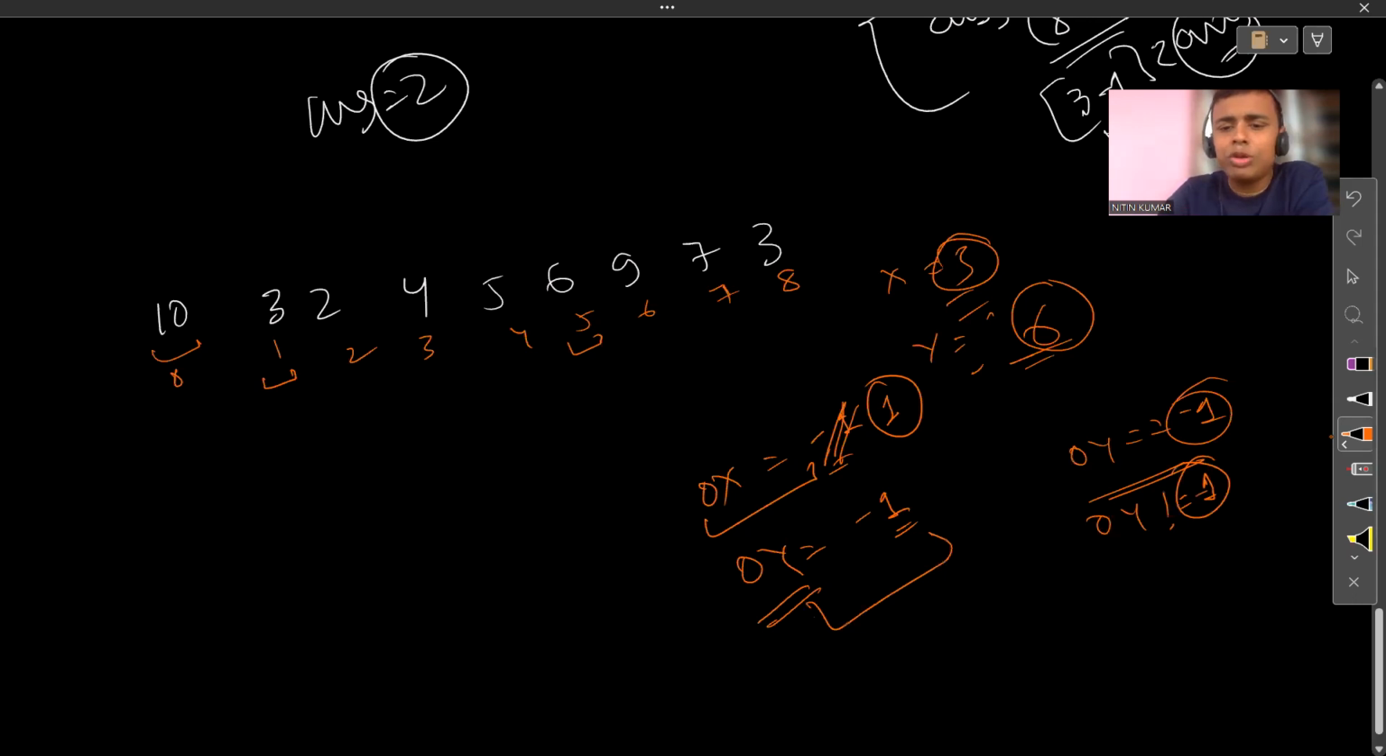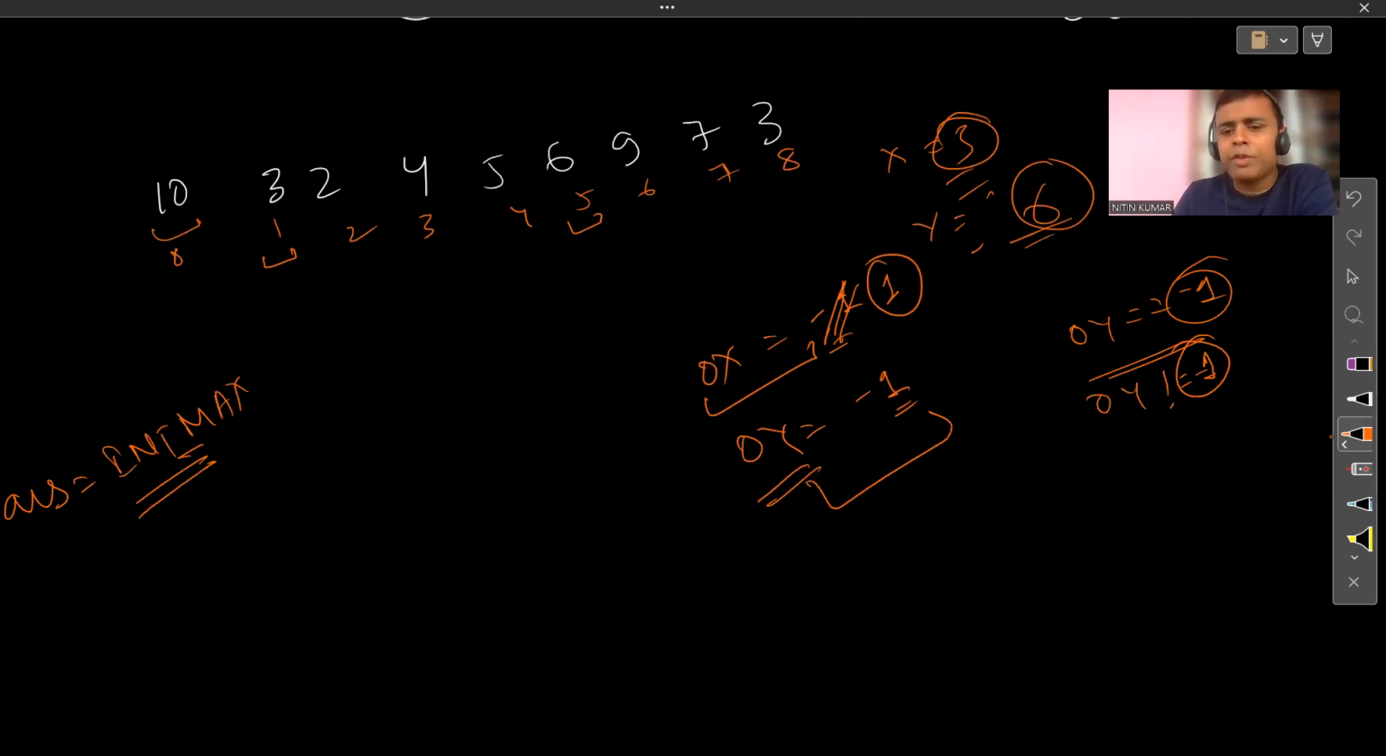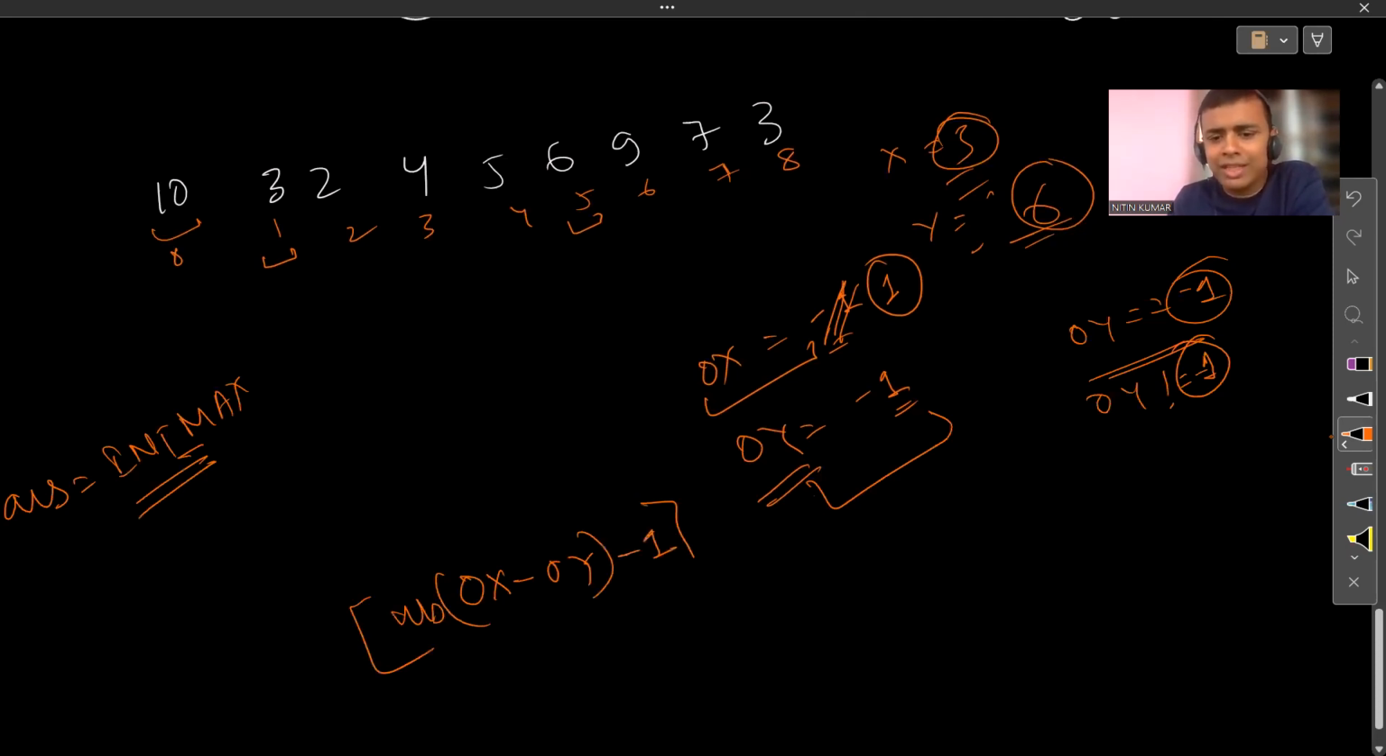So now what do we have to do? We also have to initialize the integer answer as int max. This is the same thing we have to do every time. Now we check if the absolute value of O of x minus O of y, minus 1, is less than the answer, then we update our answer. And if it is not the case, then we don't have to do anything here.